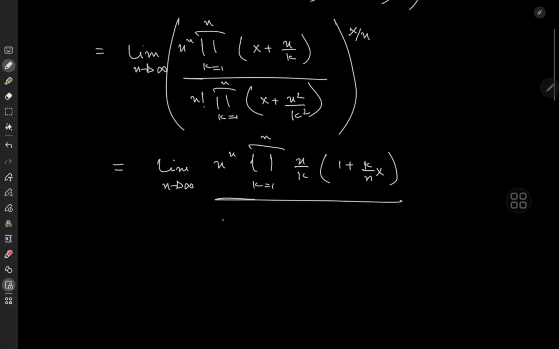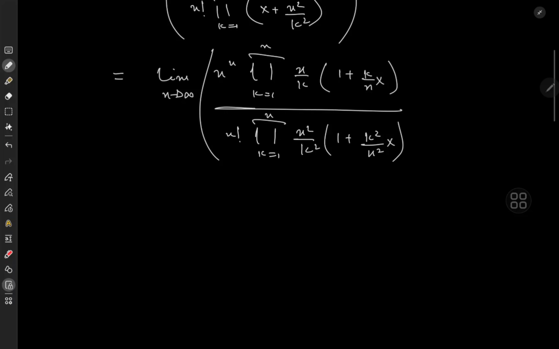And downstairs we have n factorial times the product over k from 1 to n of n squared over k squared times 1 plus k squared over n squared times x. Okay, cool. And let's not forget, the whole thing is being raised to x over n.